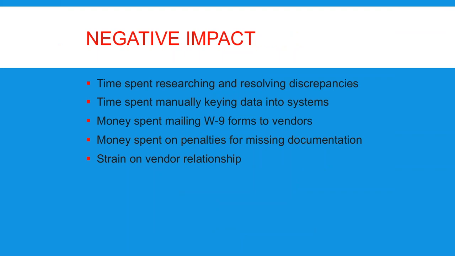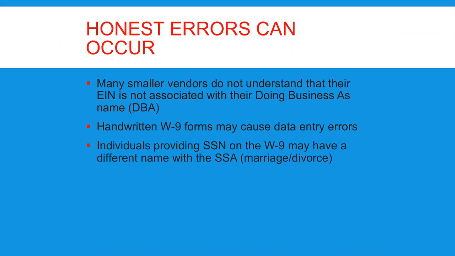You have penalties for missing documentation. We'll discuss the penalties a little bit later as well. And then there's strain on the vendor relationship. So if this is a person you have an ongoing relationship with, you're going to be taking 28% of their pay to provide to the IRS, and they may not appreciate that. Now, it's probably their fault in the first place for providing you with the incorrect information or not providing it in the first place, but still, there can be some strain there as part of that relationship. Now, that's not to say that all of the vendors or recipients who you receive a CP 2100 notice on are doing something dishonest.